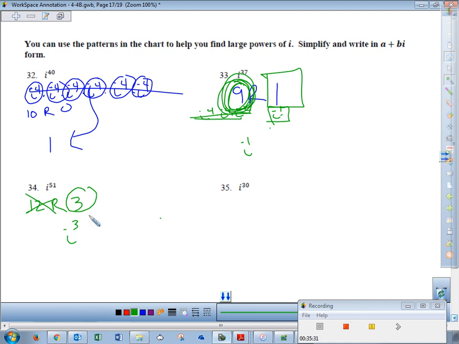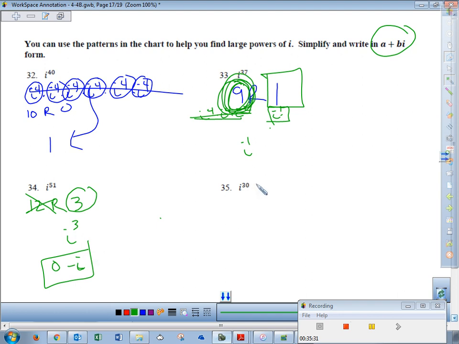Can you have a final answer of I to the third, though? No. But do you know how much I to the third is? It's negative I. Cool? And then we're supposed to put these in A plus BI form, which I didn't do for the first two because I didn't want to confuse us. This is the imaginary part. How many real parts? Nothing. There were no real parts and negative I parts.